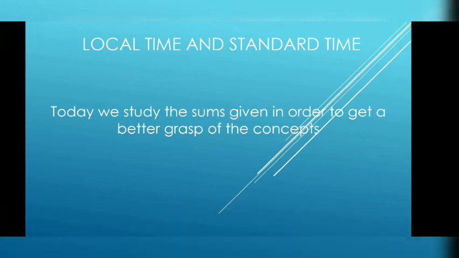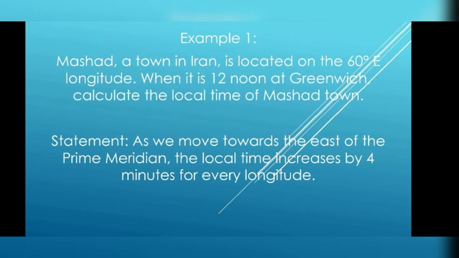Students, today we study the sums given in order to get a better grasp of the concepts. In example 1, Mashhad, a town in Iran, is located on the 60 degrees east longitude. When it is 12 noon at Greenwich, calculate the local time of Mashhad town.